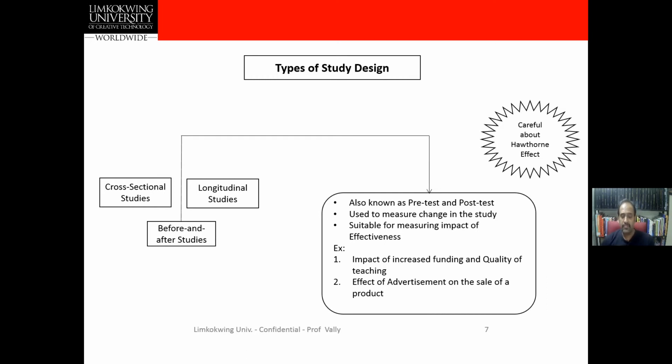The second example: effect of advertisement on the sale of a product. There is a product. Before advertisement, how were the sales, and after advertisement, how were the sales? So this is called a before and after study.